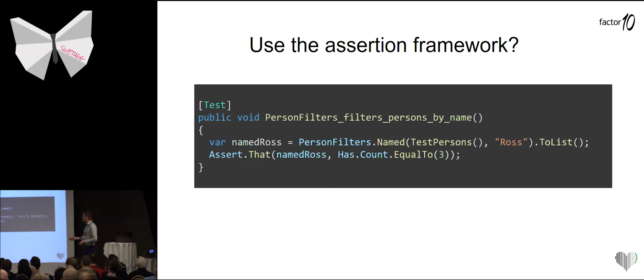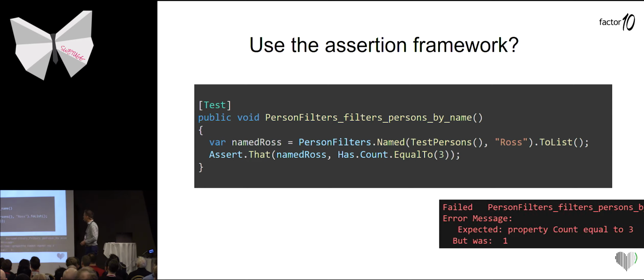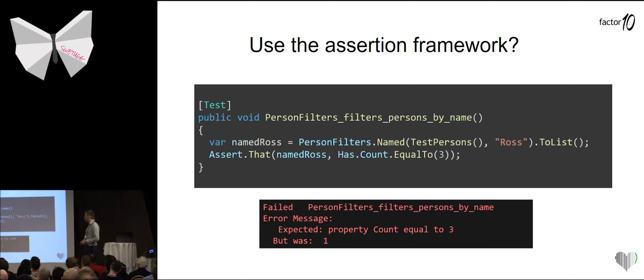Luckily, NUnit has a wonderful assert named Has.Count.EqualTo(3), and you would think that gives us the information that we want, because it's built into the assertion framework. And that gives us "expected property count equal to 3", which is, again, completely useless. So no help from NUnit there. No. What we need to do is something more creative.